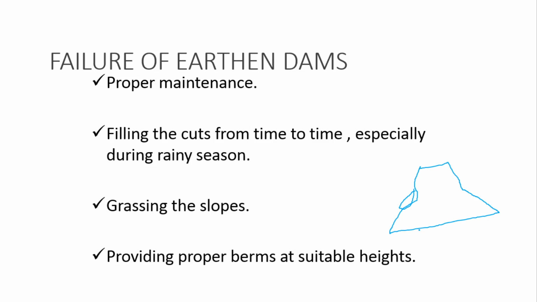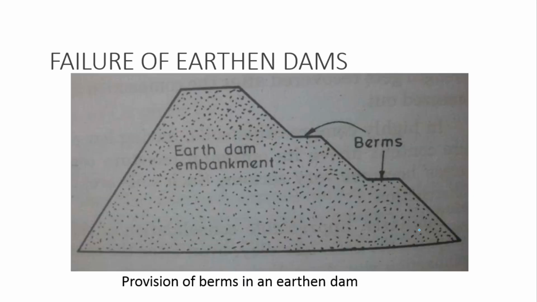Next, provide proper berms at suitable heights. Bumps are nothing but, for suppose, this is our embankment, and here we go some distance forward, then again a slope, and again here. Due to this, the flow rate of whatever water is there will be controlled. Due to these bumps we can control our failure. Strength is increasing in our soil, so that failure will be decreased.